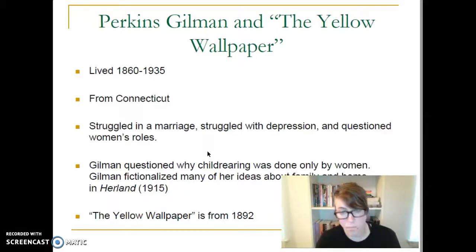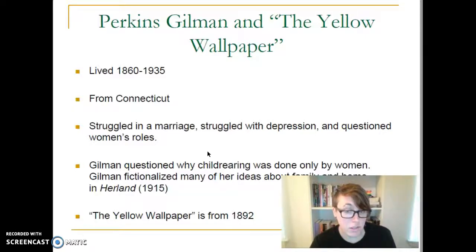While much of her life does show similarities and commonalities with the narrator of The Yellow Wallpaper, we don't want to think about the short story as autobiographical. It's a little too limiting, and this is a piece of fiction, so in other words, it's creative, it's imaginative, it's a story. It's not necessarily a description of her life.